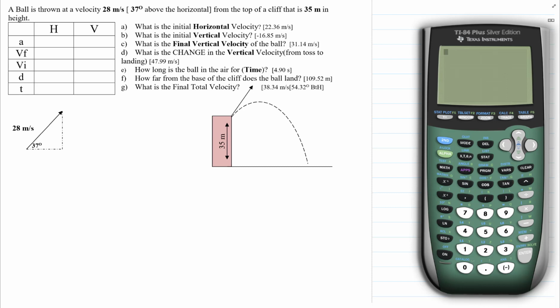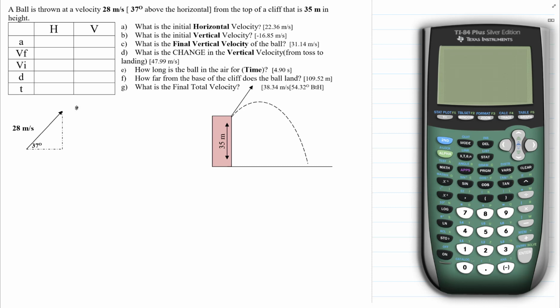So a ball is thrown at a velocity of 28 meters per second, 37 degrees above the horizontal, from the top of a cliff that is 35 meters in height. So those are the three numbers that are given, and you have to determine the initial horizontal velocity, the initial vertical velocity, the final vertical velocity, the change in vertical velocity, the time, how far away from the base it lands, and what's the total velocity. We need both the magnitude and the direction. So let's just start rocking on this.